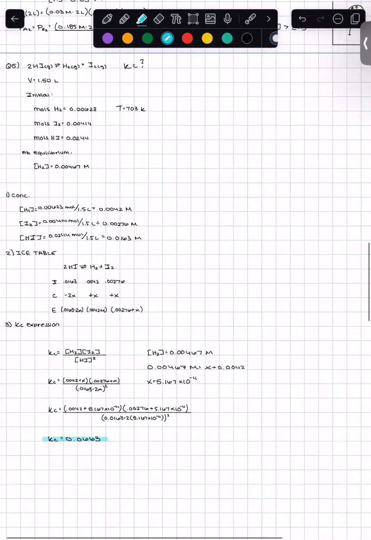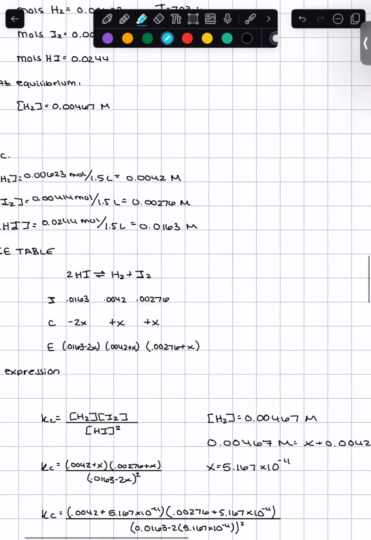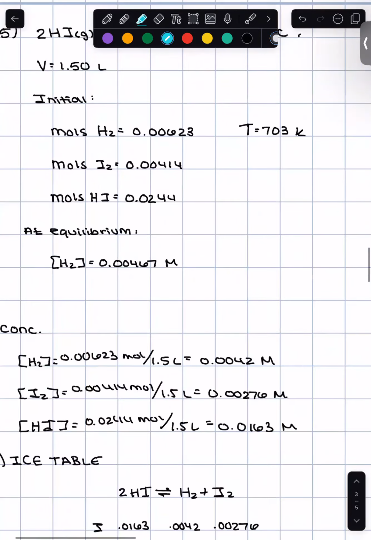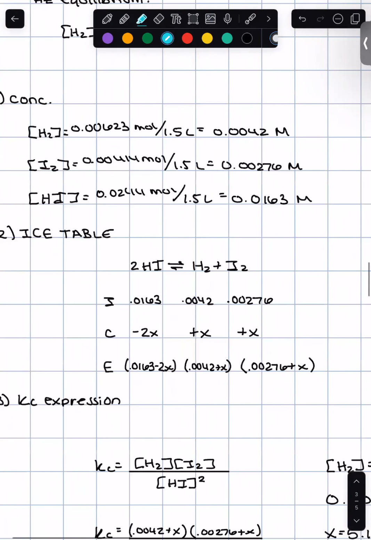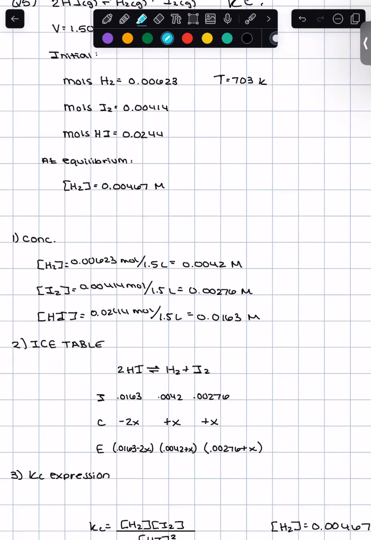So in a problem like that, how would you determine if it's forward or reverse? That's a good question, because I didn't really do that. I see what you're saying. The way I would look at it is your initial concentration of H2 was 0.0042, and your final was 0.00467. It increased. If it increased, it proceeded towards the products. Okay, that makes sense. Thank you. You're welcome. That's a really good question.